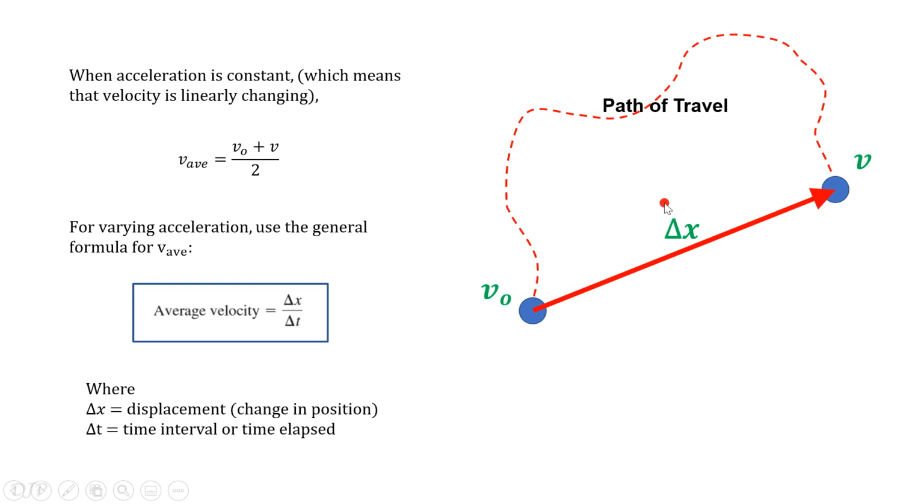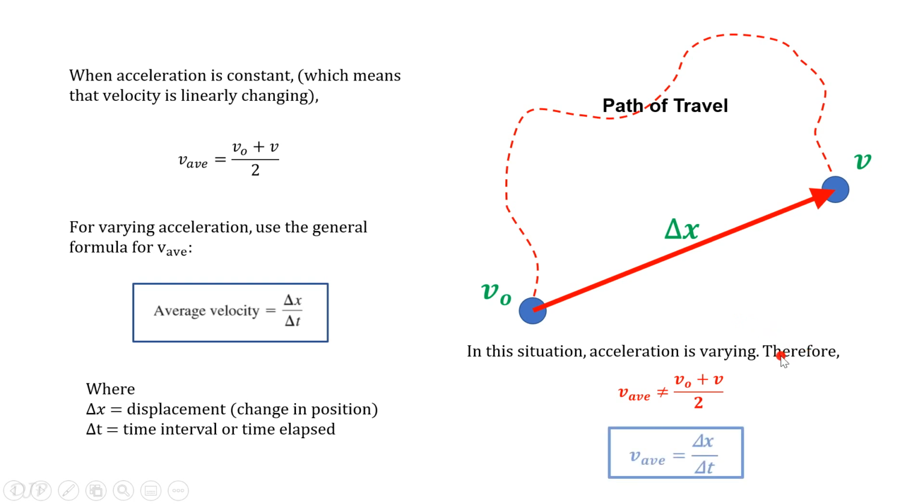Therefore, the rate at which the direction of the particle's velocity changes is varying. Even if the increase or decrease of the magnitude of the particle's velocity is constant, the acceleration is still varying due to the varying change of direction of its velocity. Therefore, you cannot apply this formula. When encountering such a problem, just go back to the basic, which is this general formula of average velocity.